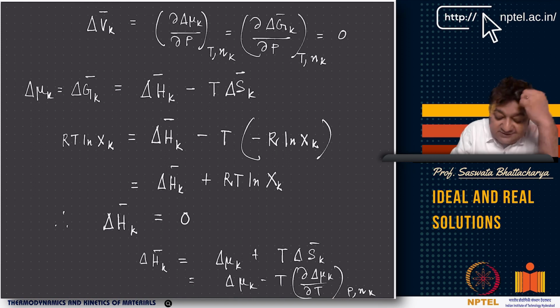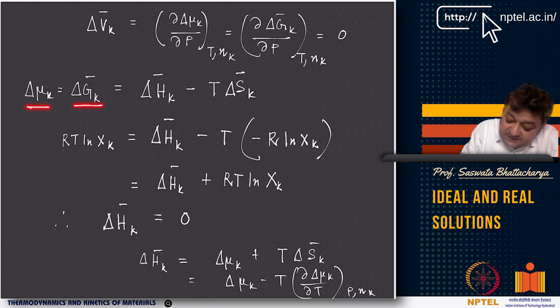Now if you see delta Vk bar, which is nothing but del G del P, is V. So delta mu K del P at T and nK. That's what I have written here, because delta mu K and these are the same at T and nK, and we have already seen that this is equal to 0. So for an ideal gas mixture, the change in partial molar volume of component K due to mixing is 0.